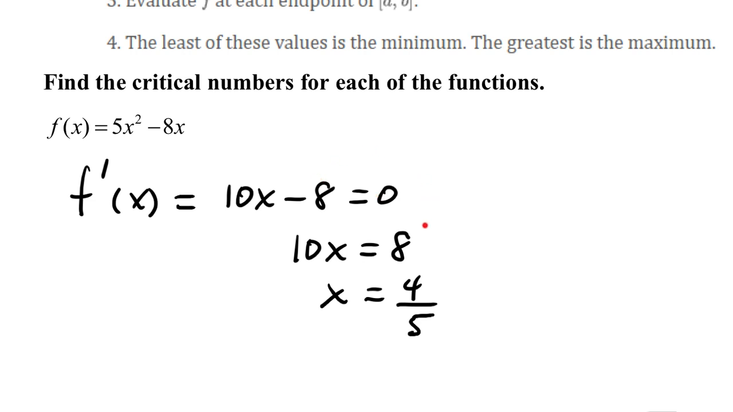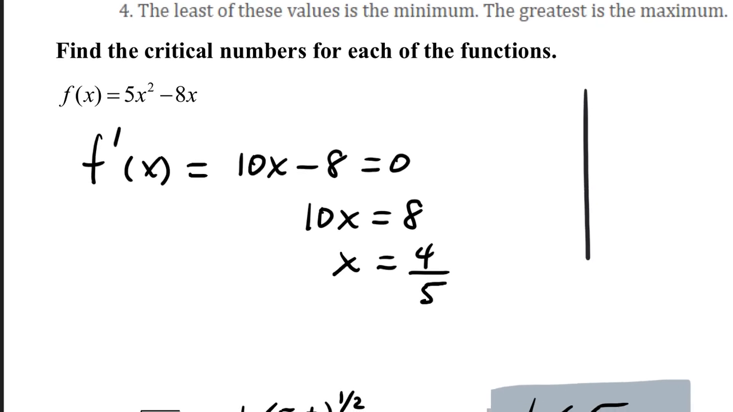Add 8 to both sides. 10x equals 8, divided by 10. 8 over 10 reduces to 4/5. For this particular graph, you can tell that the original function is a parabola, and so because the x squared term is positive, we're going to have a function that opens upward. Now, it won't be perfectly drawn to scale. I'm just drawing a rough sketch of this.